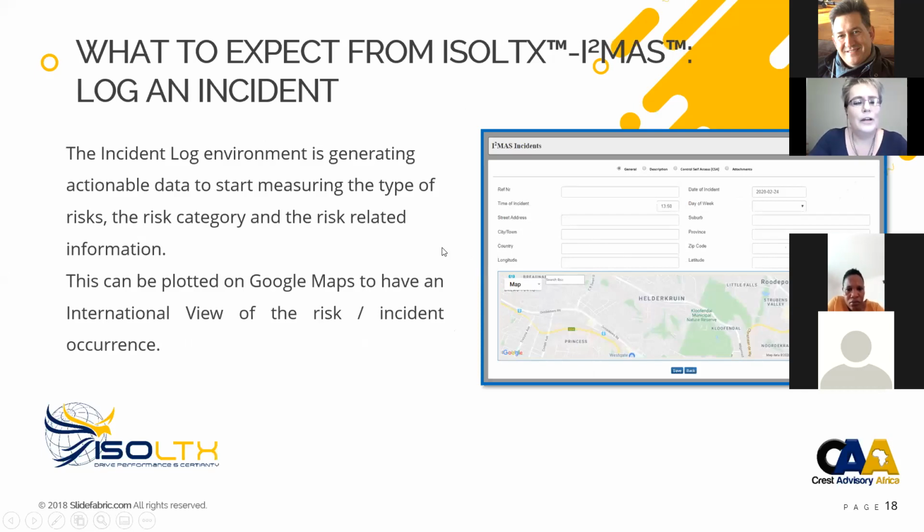Okay, so if you log an incident, you will get to a screen where you will see the normal information that you usually find in any incident and investigation management system, where you have to identify the date, the time of the incident, what type of incident it was, and where it was. Our system is also linked to Google Maps, so you can plot the location of the incident on Google Maps for future reference, to do incident mapping and things like that.